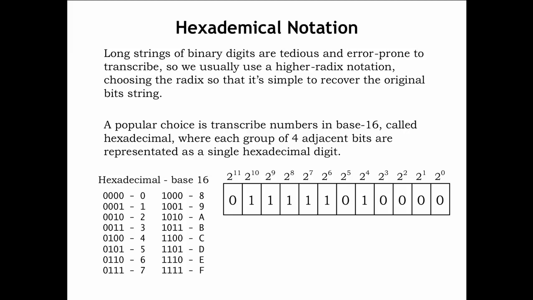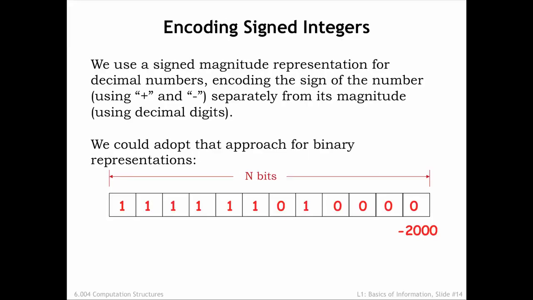The translation between 4-bit binary and hexadecimal is shown in the table to the left below. To convert a binary number to hex, group the bits in fours. Our final challenge is figuring out how to represent signed integers.